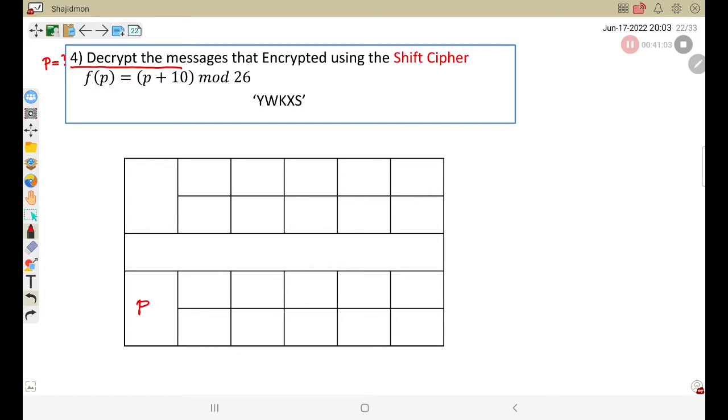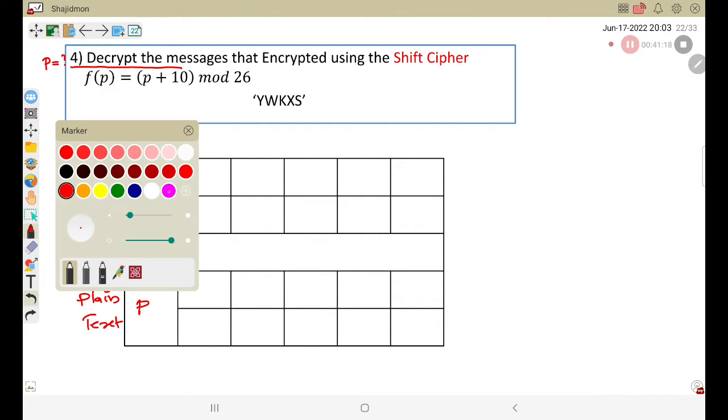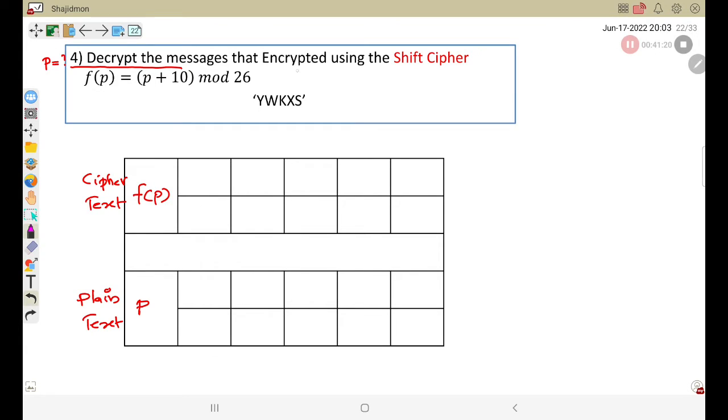So I am marking here plain text P. F of P is given, cipher text is given, encoded message is given, correct? Our question is: decrypt the message that was encrypted using shift cipher, F of P equal to P plus 10 mod 26. The question is decryption, so be very careful. P value we need to write. That means we need to write the P rule, not the F of P rule.